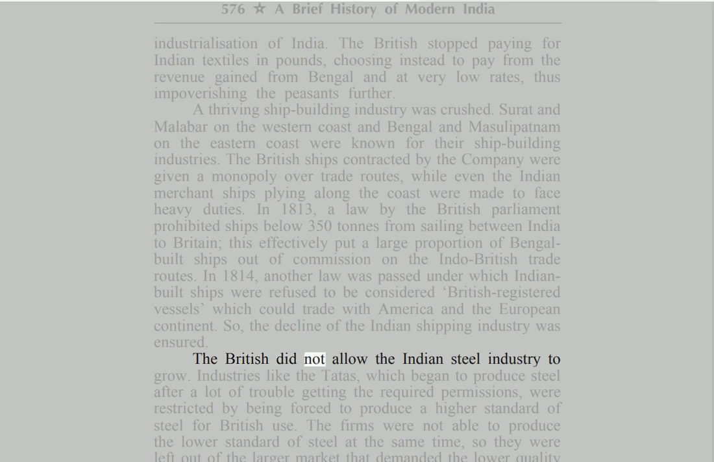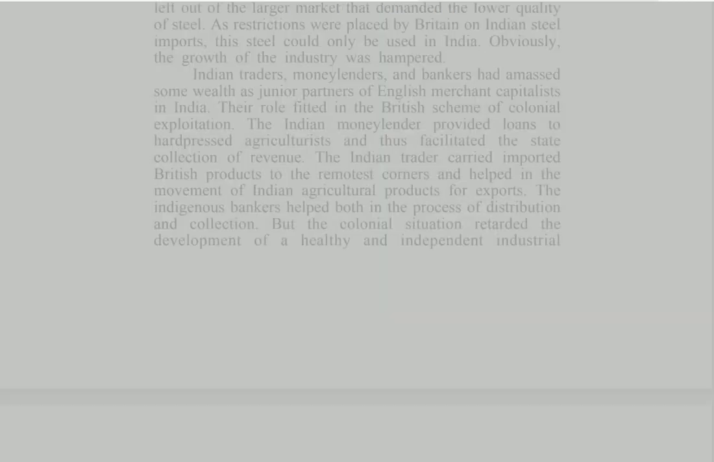The British did not allow the Indian steel industry to grow. Industries like the Tatas, which began to produce steel after a lot of trouble getting the required permissions, were restricted by being forced to produce a higher standard of steel for British use. The firms were not able to produce the lower standard of steel at the same time, so they were left out of the larger market that demanded the lower quality of steel. As restrictions were placed by Britain on Indian steel imports, this steel could only be used in India.